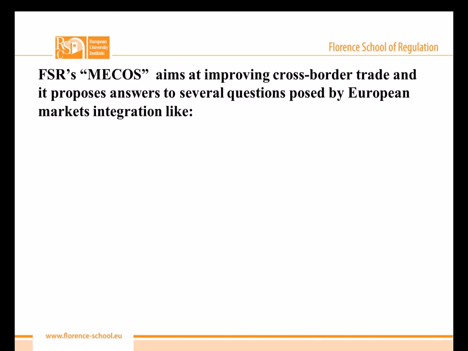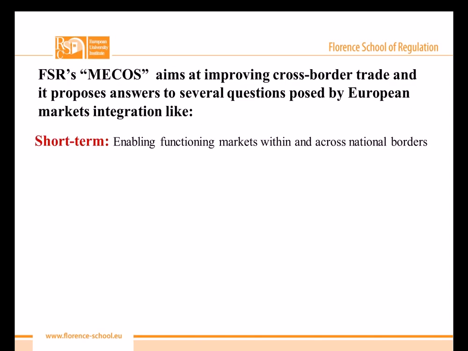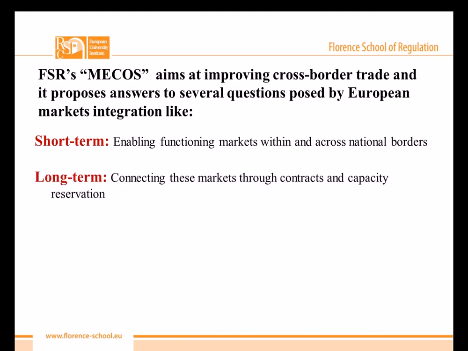FSR MECOS, FSR target model, aims at improving cross-border trade, the core of the European market, by the way, and it proposes answers to several questions posed by European markets integration, like short-term question, enabling functioning market within and across national borders. How to make it? Long-term, to connect these markets through contracts, through grid capacity reservation, security of supply to permit long-term contracting.